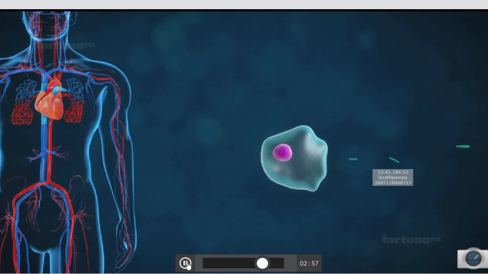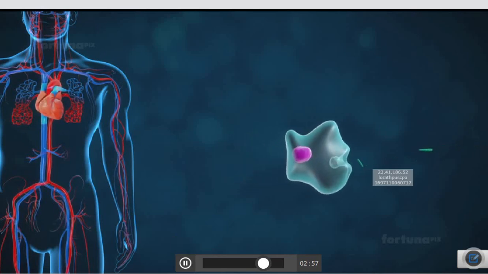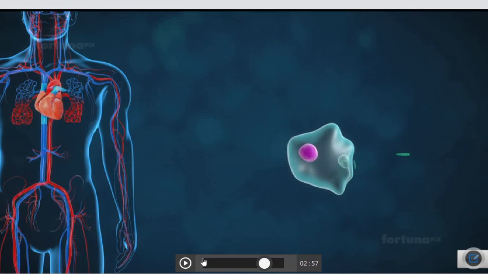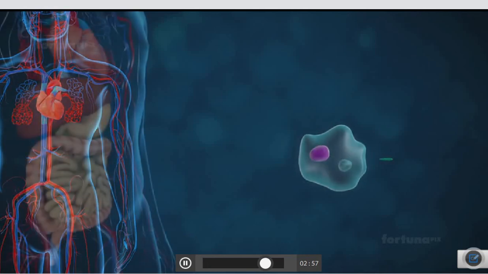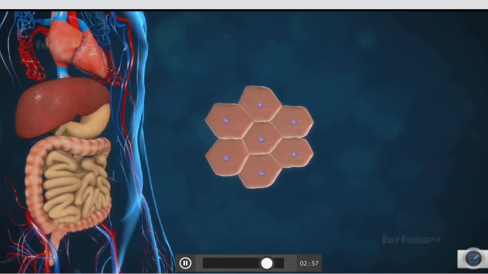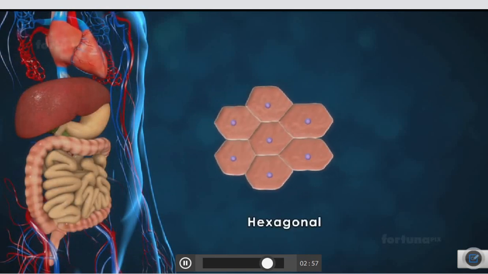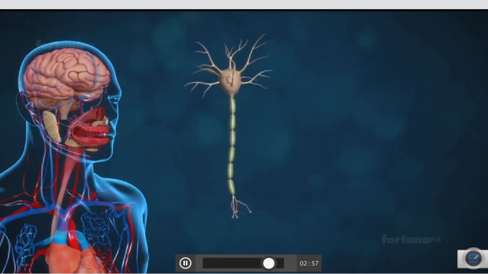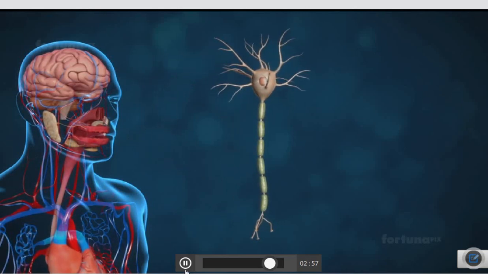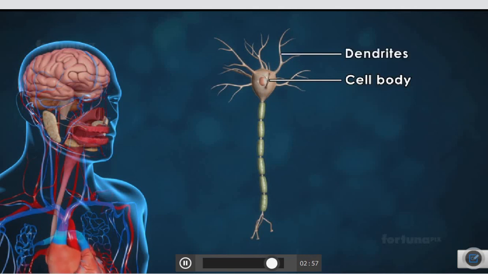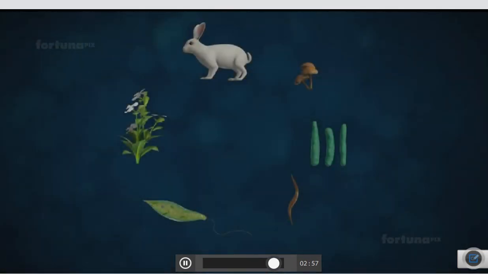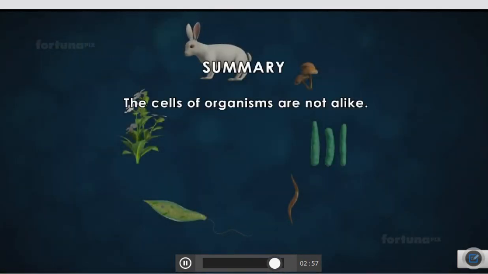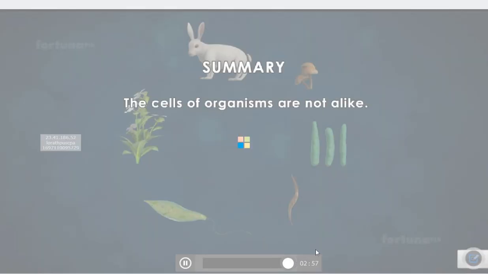They move like an amoeba and aid the immune system by engulfing agents such as bacteria. This WBC can change its shape. In the liver, the cells are hexagonal, and in nerves, the neurons are elongated, with a cell body and extensions known as dendrites and axon. Summary: the cells of organisms are not alike.